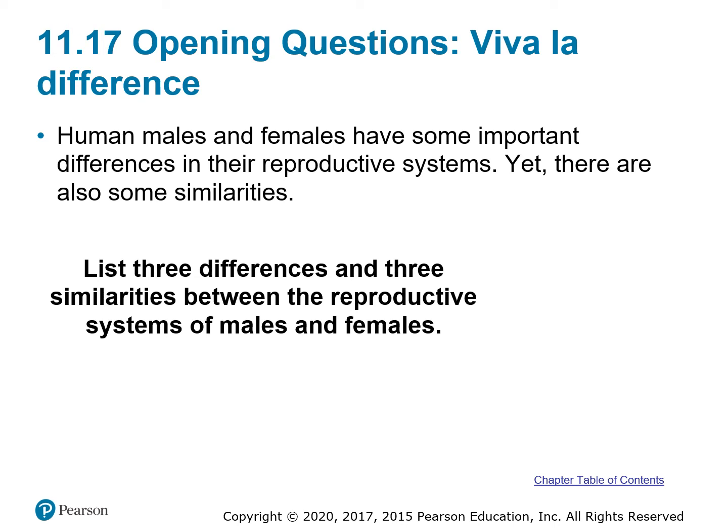So you can think about some important differences in the male and human reproductive systems, but there are also similarities. So take a few minutes to think about those.